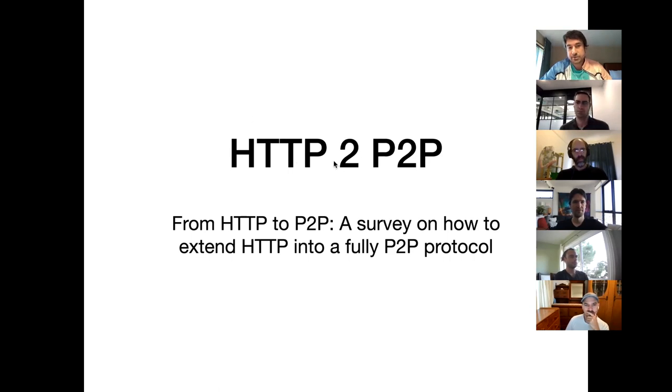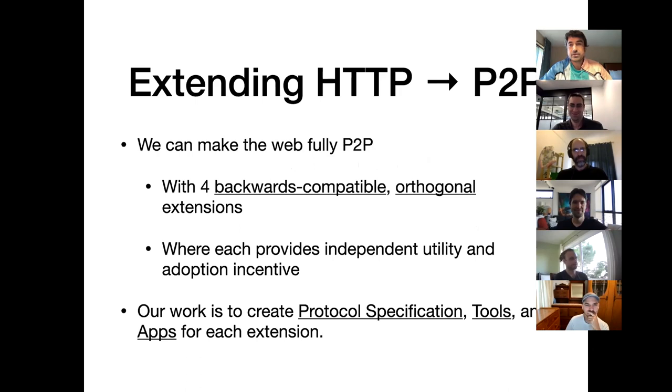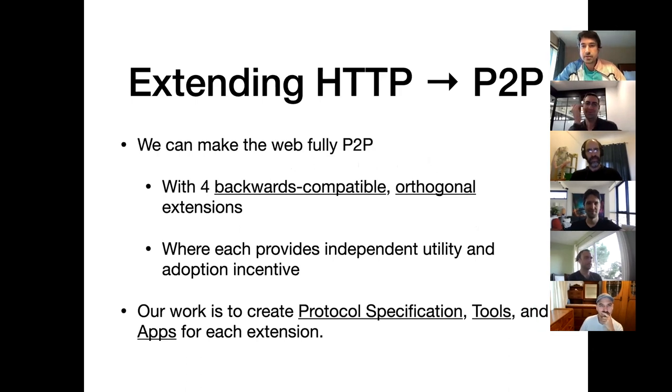I was having fun with acronyms. We're doing HTTP to P2P. This is how to go from HTTP to a fully peer-to-peer web. So our thesis, or the belief, is that we can extend HTTP into a fully peer-to-peer web. We can make it totally decentralized with 4 backwards compatible orthogonal extensions. These extensions are backwards compatible, and they're independent. You can add each of these extensions to the web independently.